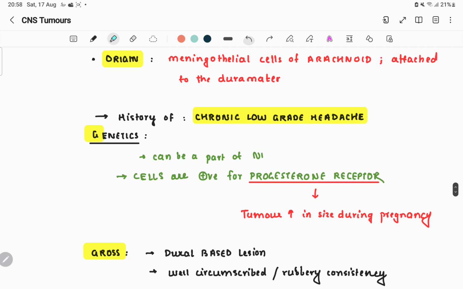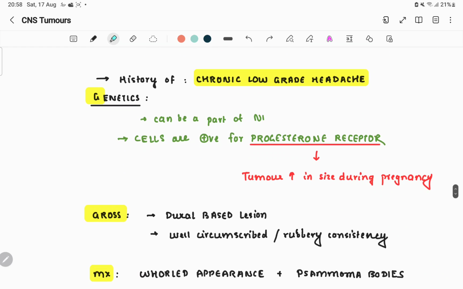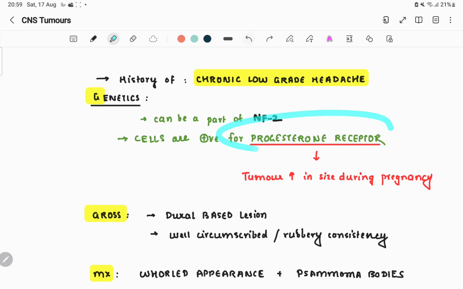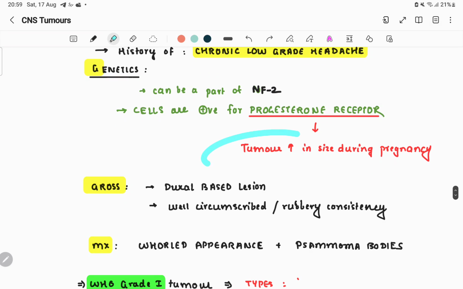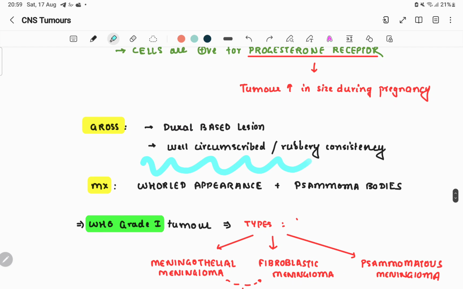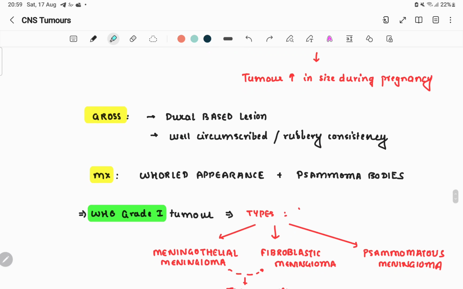History of chronic low grade headache. There will be headache, but it is chronic low grade headache. What are the genetics? It is a part of NF2 pathway, a part of NF2 mutation. Cells are positive for progesterone receptor. Important. So the tumor increases during pregnancy, since during pregnancy progesterone increases, so the tumor increases in size. What is the gross? Dural based lesion. We talked about attached to dura mater, well circumscribed, rubbery consistency. Remember, every CNS tumor has a well circumscribed rubbery consistency with a grey, white and solitary nodule.